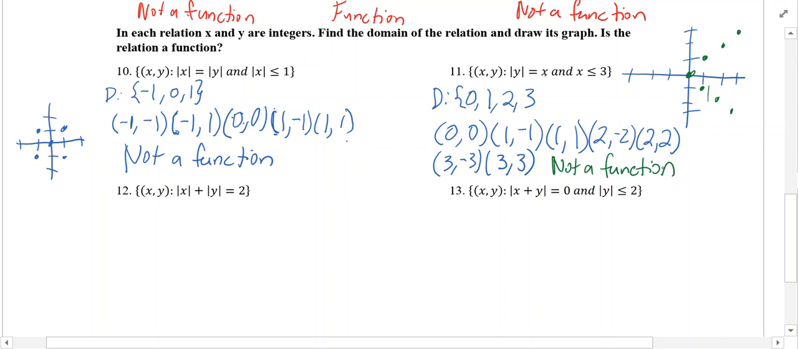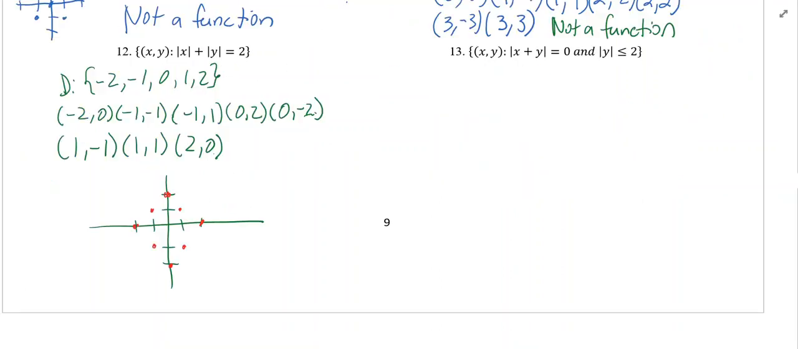All right. So I want you to look at number 12 here. And so now you're saying, okay, we have to find the domain. So what are the possible values for x? What are the possible values for y? And together, the absolute values have to equal 2. All right, so I want you to pause the video and try to do number 12.